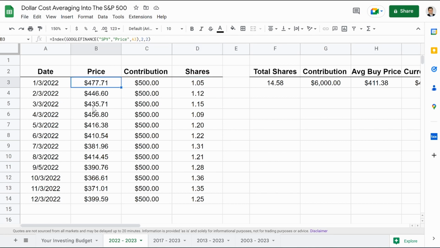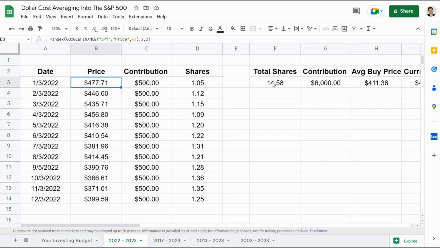And obviously, the price has gone down in the past year. 2022 was a bad year. It started at 477 and went all the way down to 399. So we're down roughly 18% for the year. But you can see we're contributing the same amount, and the number of shares we could afford slowly went up. So even though we're not trying to time the market, we are able to buy more shares at a lower price than what we're buying at a higher price, which is pushing our average buy price down.